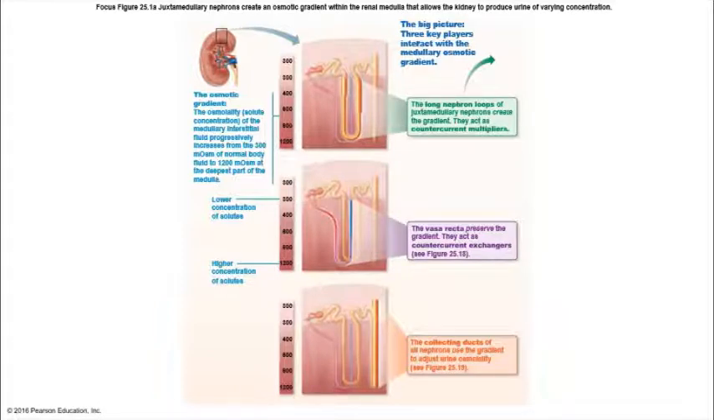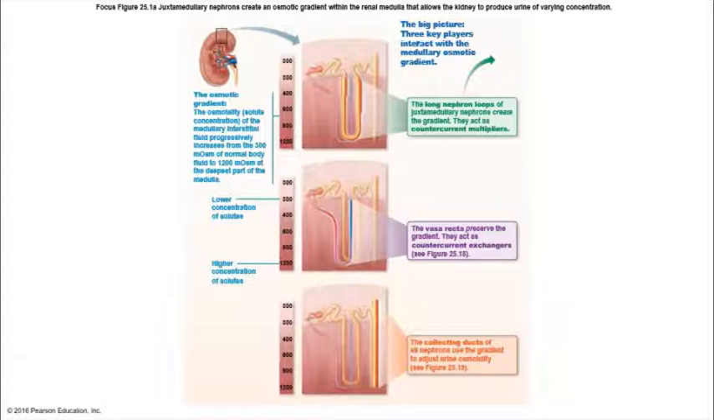That's all you're seeing in this picture here. In the top image, you're seeing the nephron loop in yellow. You're seeing the descending limb on the left and the ascending limb on the right. That's going to help establish the difference simply by doing their normal job.